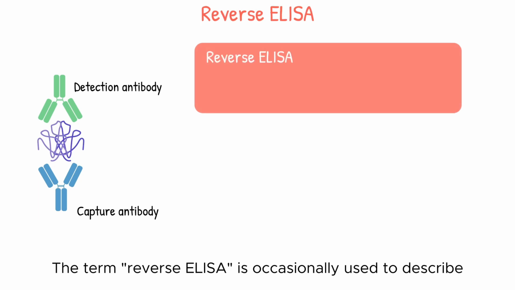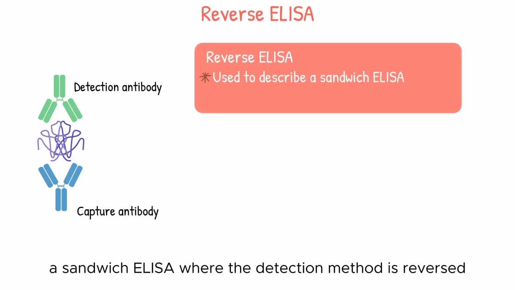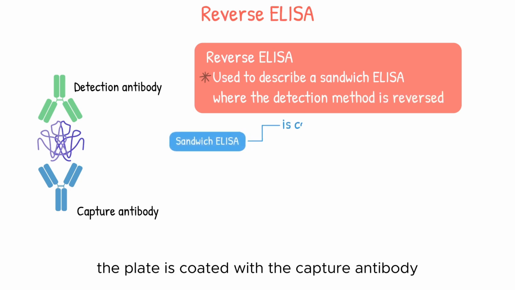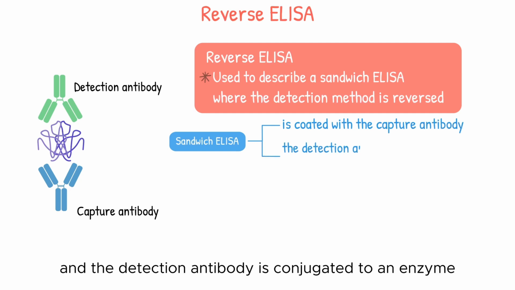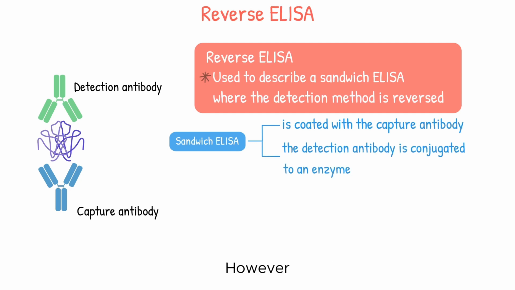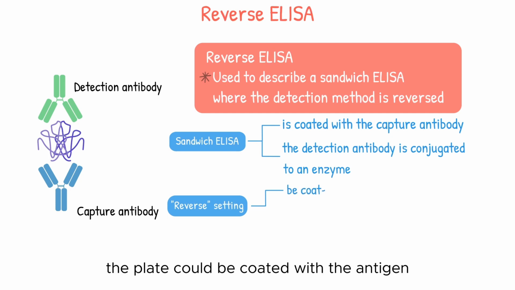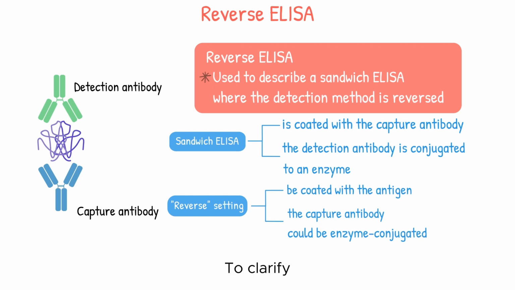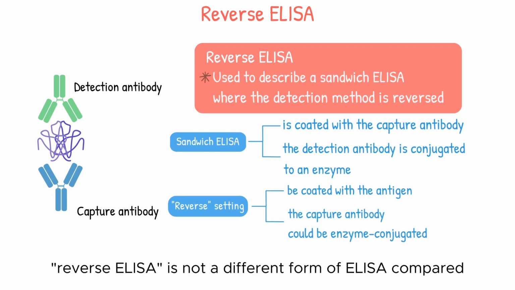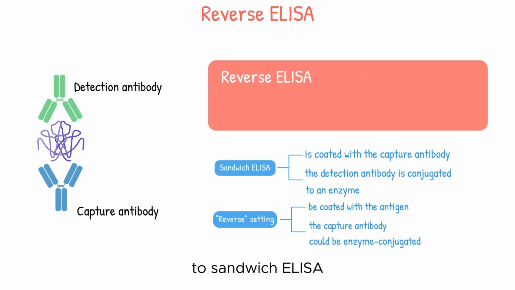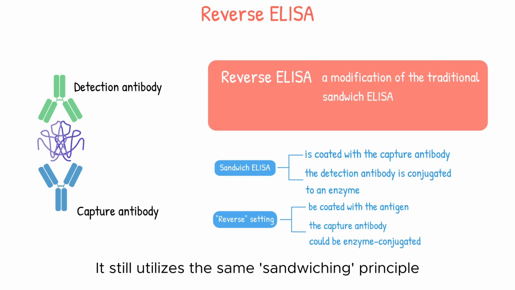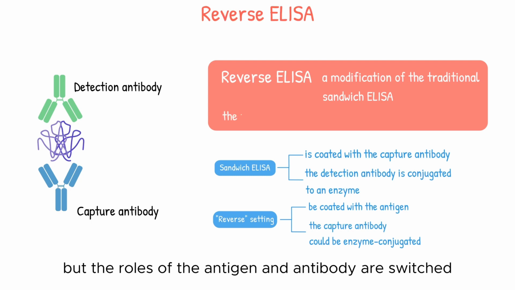The term reverse ELISA is occasionally used to describe a sandwich ELISA where the detection method is reversed. In a traditional sandwich ELISA, the plate is coated with the capture antibody and the detection antibody is conjugated to an enzyme. However, in a reverse setting, the plate could be coated with the antigen and the capture antibody could be the enzyme conjugated. To clarify, reverse ELISA is not a different form of ELISA compared to sandwich ELISA, but is rather a modification of the traditional sandwich ELISA. It still utilizes the same sandwiching principle, but the roles of the antigen and antibody are switched.